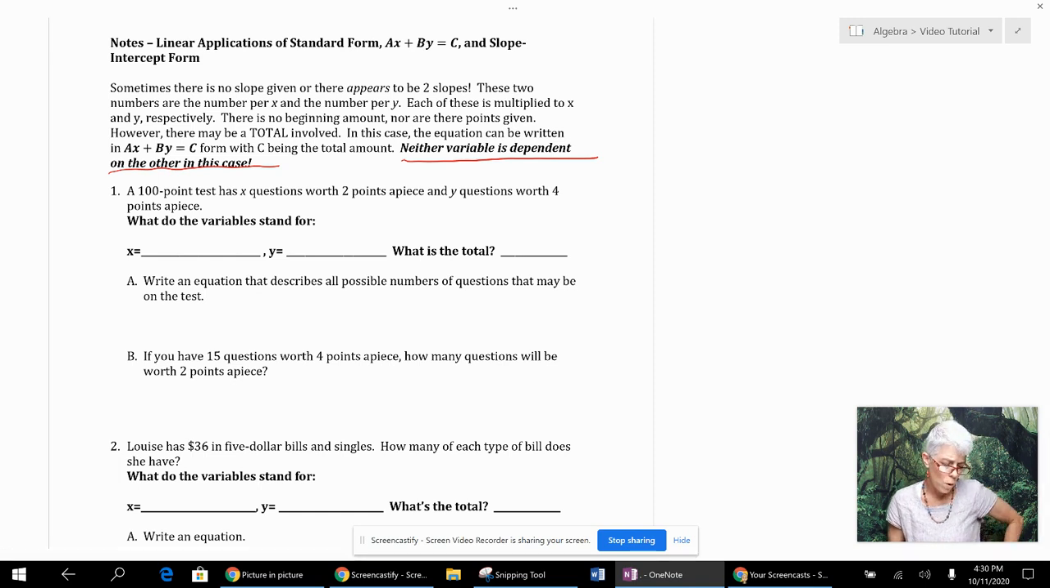So here's an example. We have a 100-point test, has x questions worth 2 points apiece and y questions worth 4 points apiece. So again, we're going to assign one of those to x and one of those to y. It doesn't matter which one we do. In the actual problem x is assigned to the 2 points, but if you were creating it yourself, it wouldn't matter. So x is the 2-point questions, and the y is the 4-point questions.